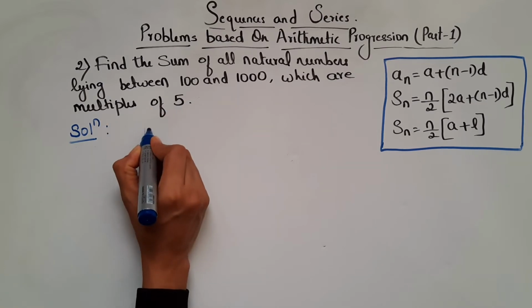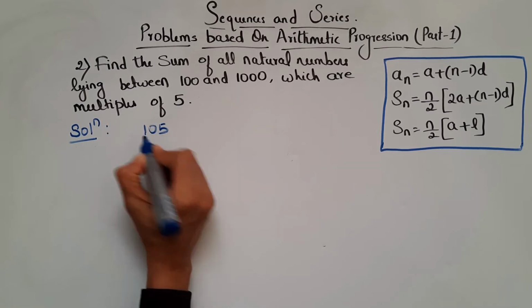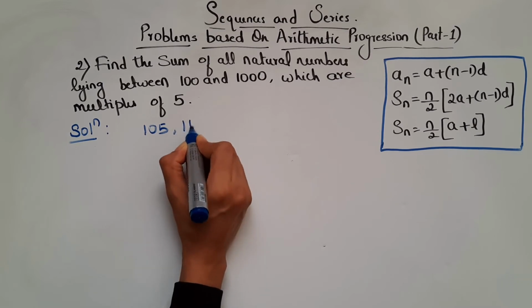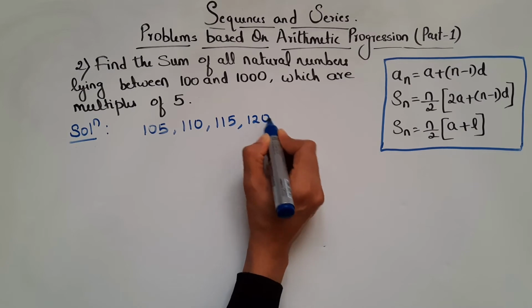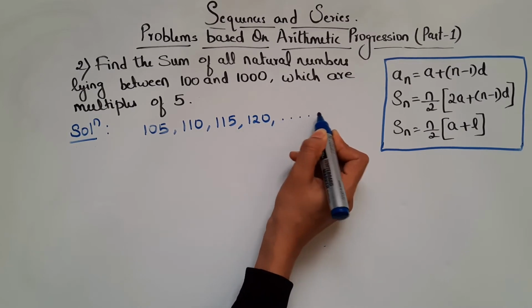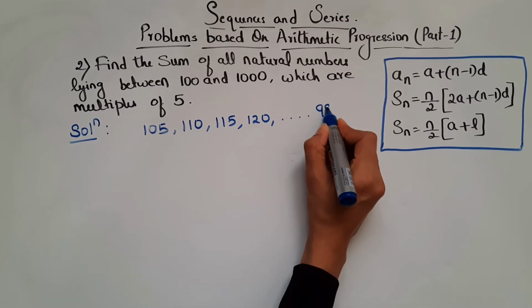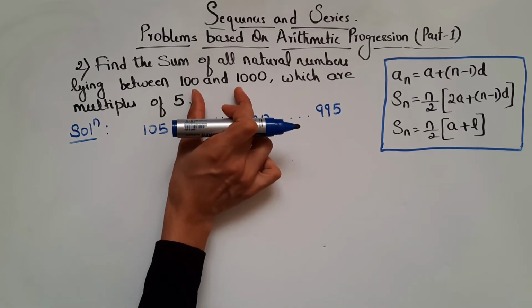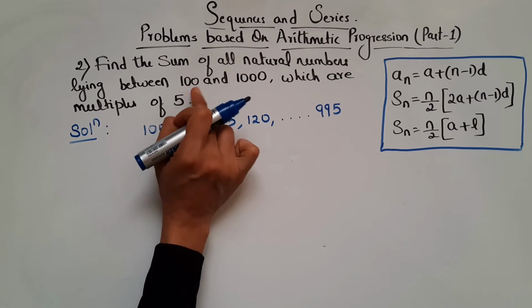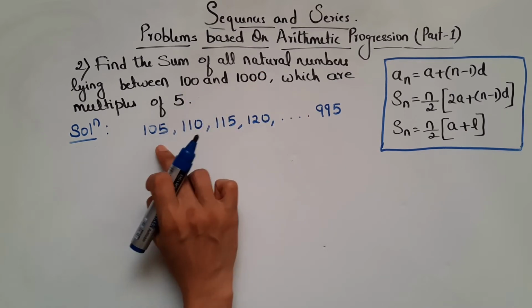We have 105, 110, 115, 120 and so on up till 995. Here 1000 is not included. We have to find numbers between these two numbers. So 100 and 1000 are not included. So this is our sequence.